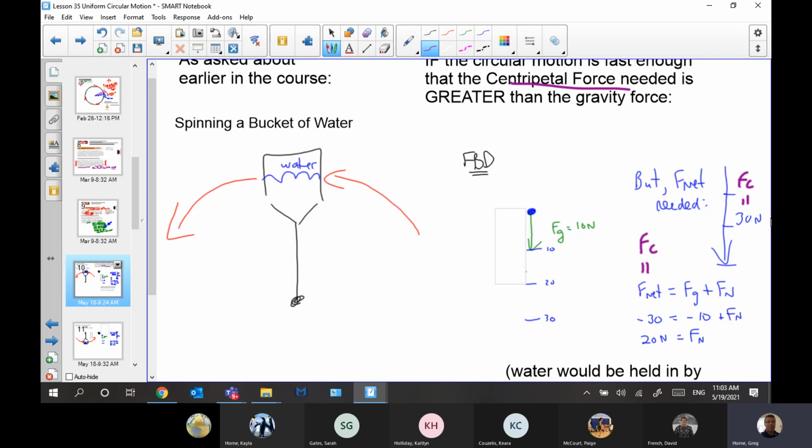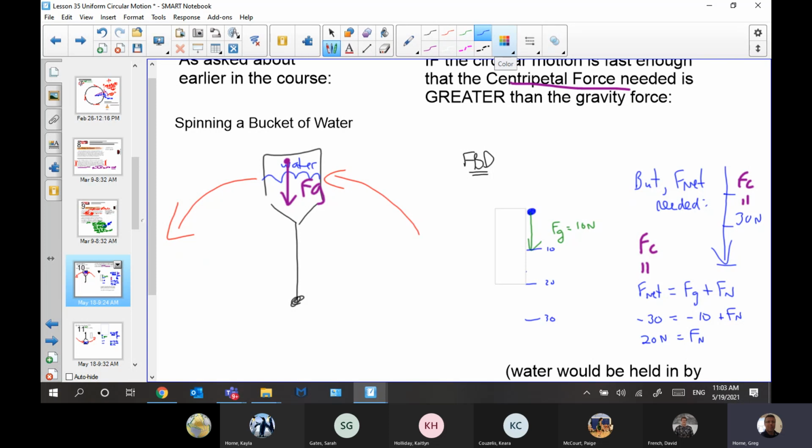We're saying that we need to have a centripetal force, a net force of all of our forces added up, downward 30. So there's that minus 30. That comes, in this scenario, from a gravity force of 10 down, so there's the minus, and the normal force from the bucket, right? If you look at the water, it has a free body diagram with a gravity force and a normal force, but it's a little hard to figure out what that normal force would be in this diagram, right?